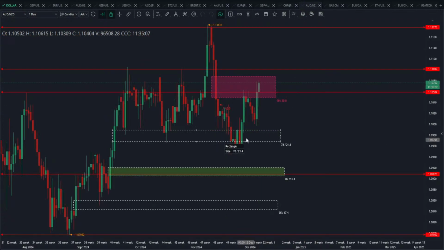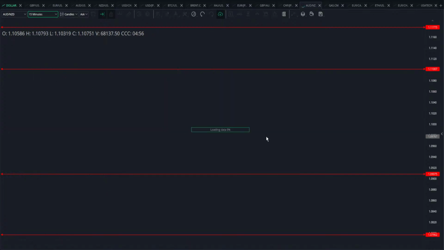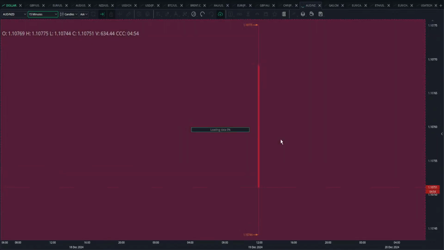In the Australian New Zealand, we are looking for a selling opportunity. Still, we are looking for a selling opportunity, and the price is trading inside a fair value gap. It has not given us any market structure shift to the downside. If it has given, I think the targets would have already been taken, at least on the 15 minutes.